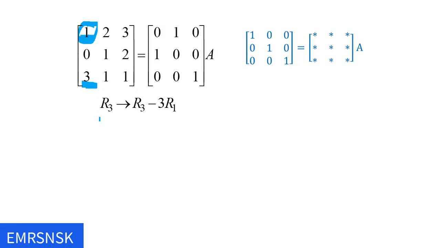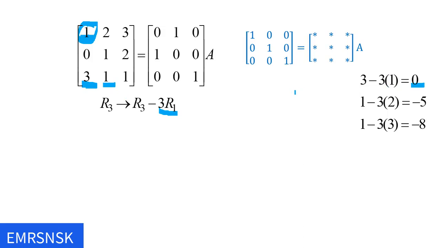So what will happen? The changes are taking place in the third row. So what are the changes? R3 is 3 minus 3 times 1, this will give me 0. Similarly here also R3 means 1 minus 3 times 2, this will give minus 5. And here also R3 is 1 minus 3 times this element, it will give minus 8.